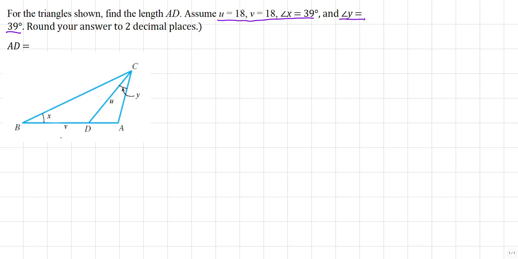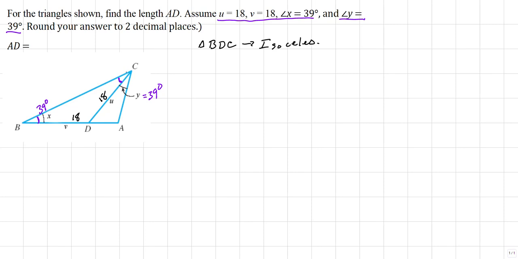We know that side V is equal to 18. We know that side U is equal to 18, which means that triangle BDC is an isosceles triangle. And if it's an isosceles triangle, that means base angles are equal. Therefore, I know that this angle X is going to be equal to this angle here. We also are given the fact that angle X is 39 degrees. We're given angle Y is 39 degrees.